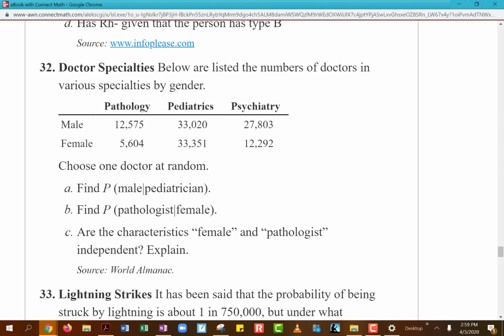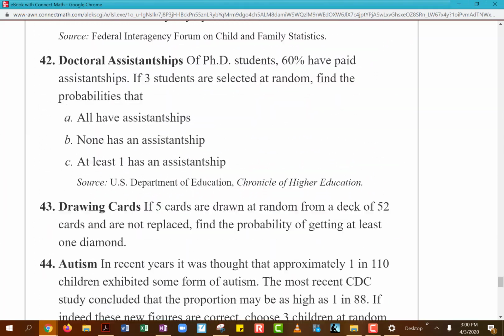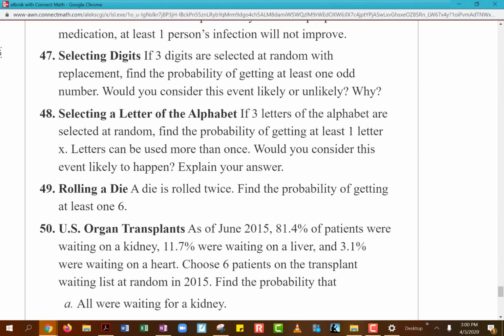And then I think I had maybe one more example that I wanted us to look at. Yes, I did. Okay, and this one is going to be number 48. So this one is talking about selecting a letter of the alphabet. So we're selecting 3 letters of the alphabet at random, and we want to know what's the probability of getting at least one letter to be an X. And they're saying letters can be used more than once.